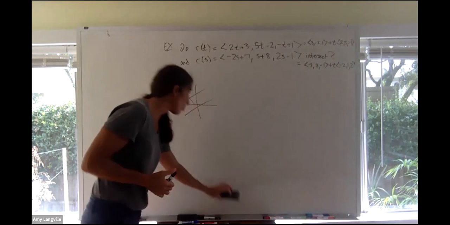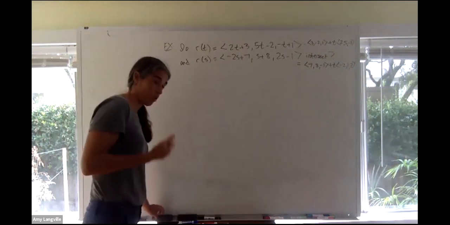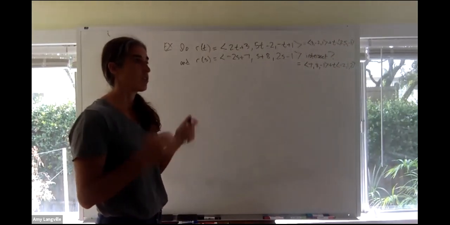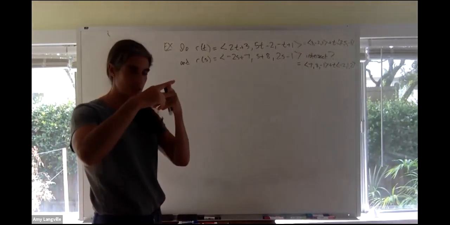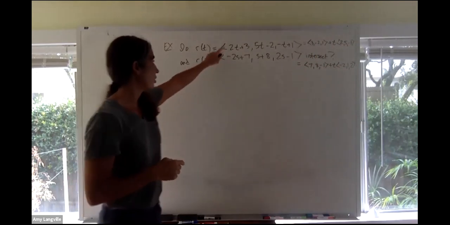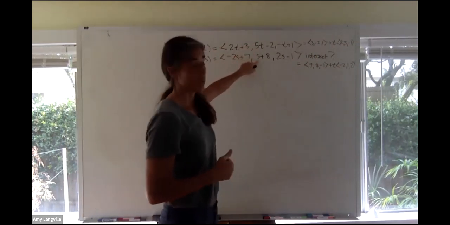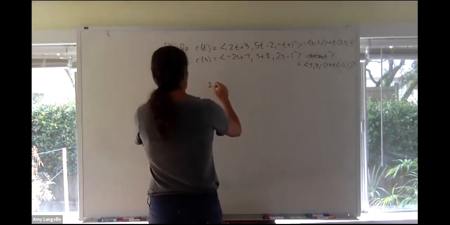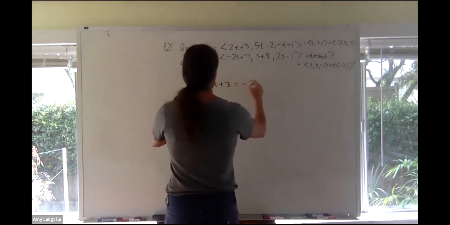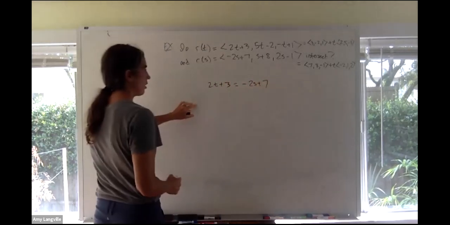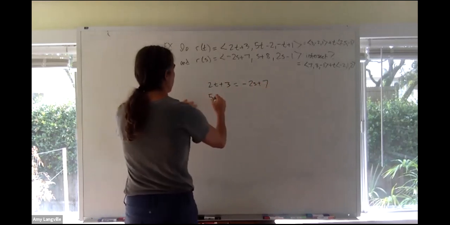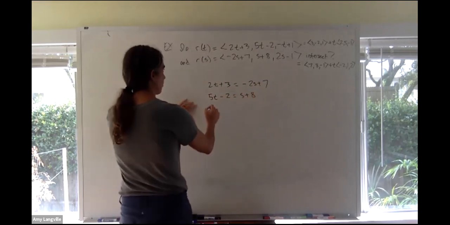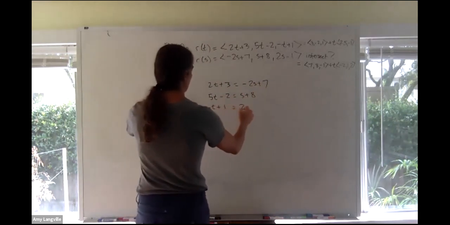Well, let's think, what does it mean to be a point of intersection in R3 or Rn? In this case, we're in R3. Do these R3 lines intersect? Well, if they do, it means that they touch, which would mean their x components would have to match, their y components would have to match, and their z components would have to match. So let's start with that. 2t plus 3 and 2s plus 7 would have to be equal. That would be our x component. The next one, 5t minus 2 would have to equal s plus 8. Last one, minus t plus 1 would have to equal 2s minus 1.